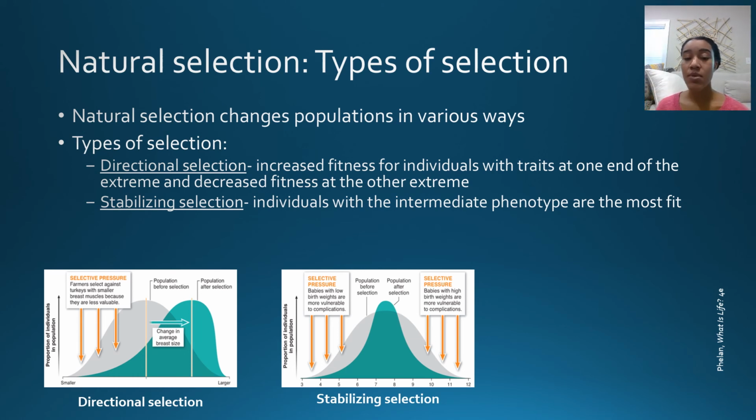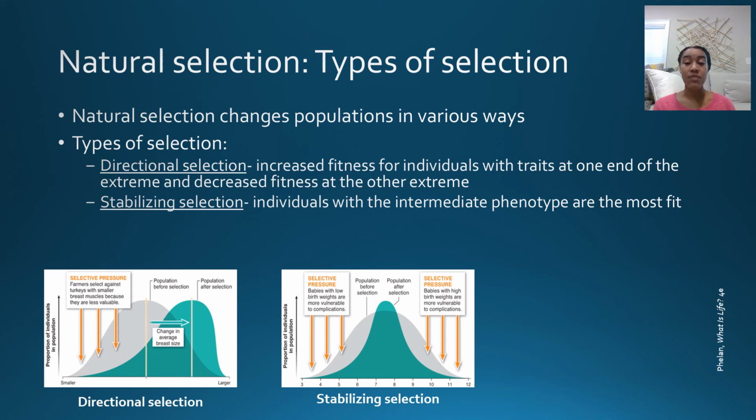We also have stabilizing selection, and this is where individuals that have the medium version of a trait are selected for. So this is when it's advantageous not to be at one of those two extremes. It's more advantageous to be in the middle. And so in the book, they use an example of human babies and birth weight.